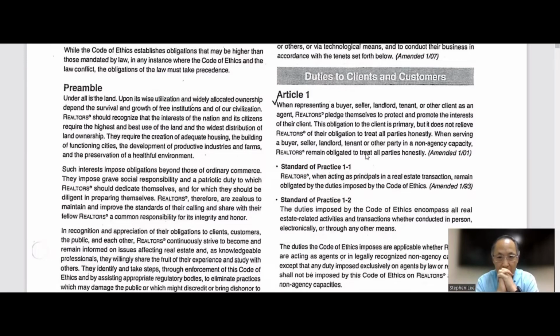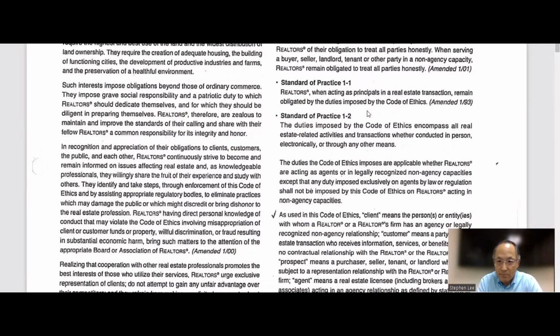Okay, that is the primary obligation. But also you have to treat all other parties, buyer, seller, landlord, tenant, and other parties in a non-agency capacity honestly. So honesty is a common obligation. You cannot lie whatsoever. You cannot make a false statement whatsoever. That's the Article 1 specification.